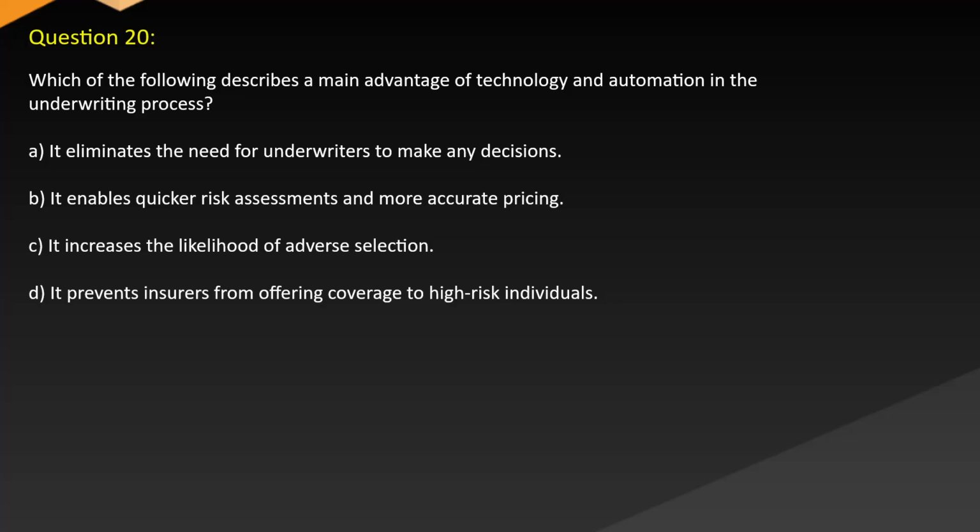Question 20. Which of the following describes a main advantage of technology and automation in the underwriting process? A. It eliminates the need for underwriters to make any decisions. B. It enables quicker risk assessments and more accurate pricing. C. It increases the likelihood of adverse selection. D. It prevents insurers from offering coverage to high-risk individuals.